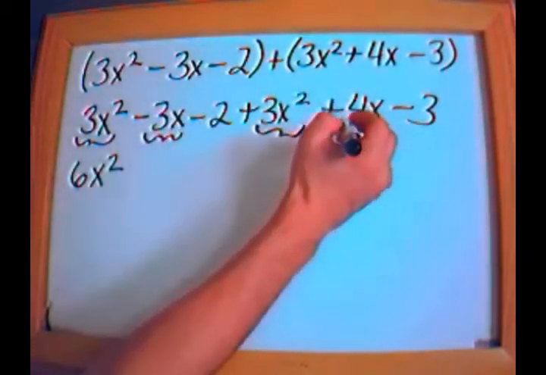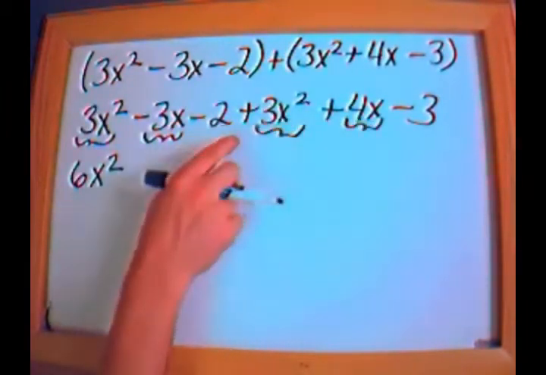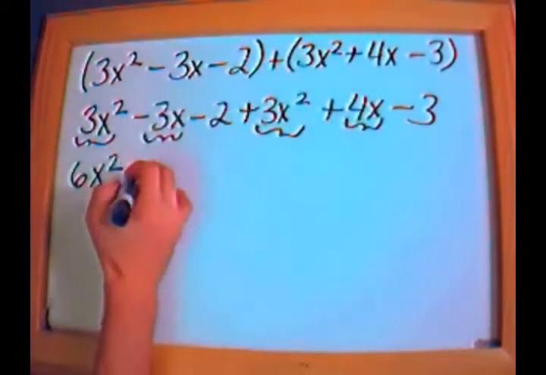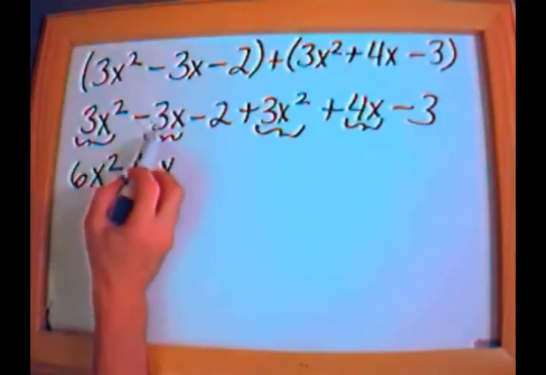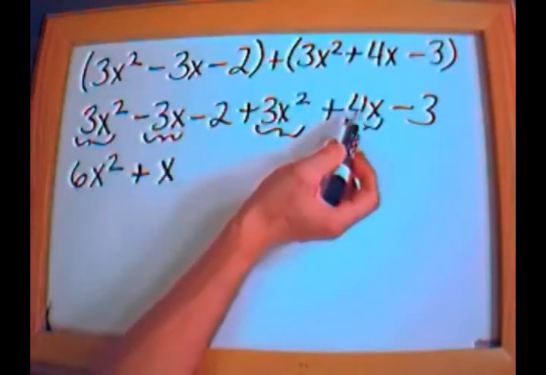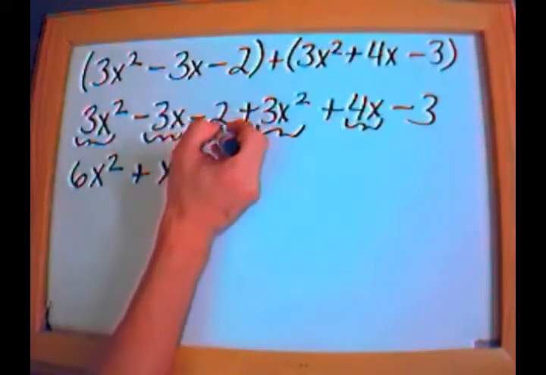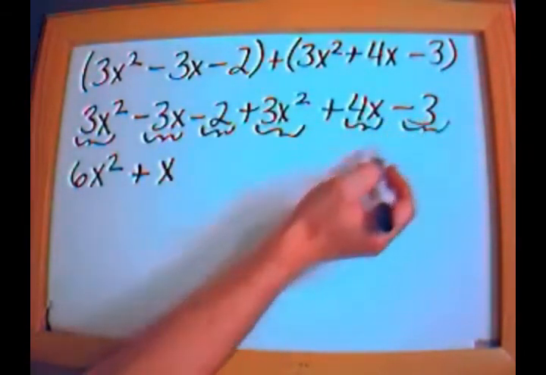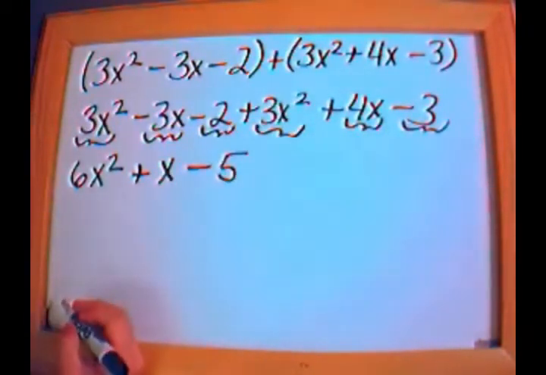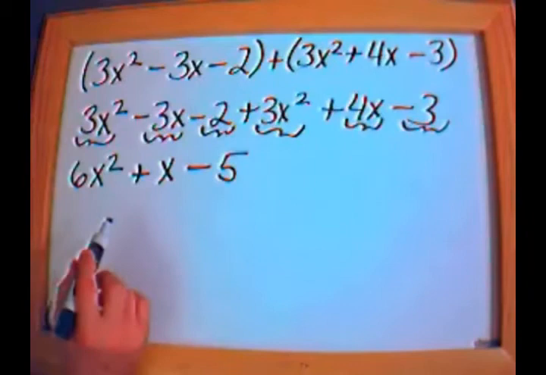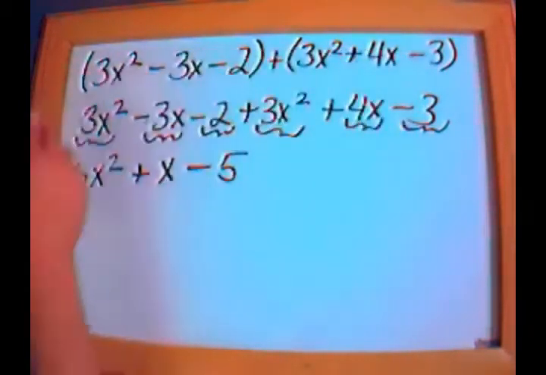This is a like term with this and this, because they both involve x. Negative 3 plus 4 is plus 1x. I'm just going to write it as plus x. You can think of it as negative 3 plus 4, or you can think of it as 4 minus 3, which is simply 1x. And finally, this is a like term with this, negative 2 minus 3, which is negative 5. So that's the answer, 6x squared plus x minus 5. That is the answer to this simplification here.